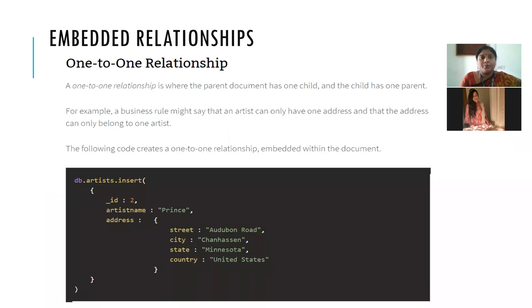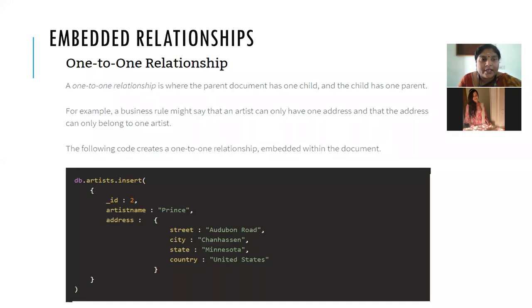Okay. So what do you mean by embedded relationship? We are going to see how one-to-one relationship is maintained in NoSQL databases by means of embedded relationship. As we know, one-to-one relationship means we have a parent document and one child document, and the child will always be referring to the parent document. In this particular example, what I have taken is an artist can have one address and that address can belong only to one artist. That is the business rule I have taken to describe one-to-one relationship.